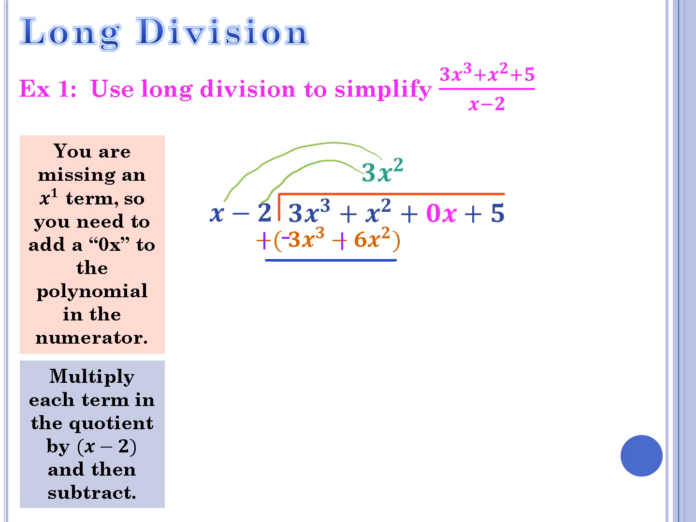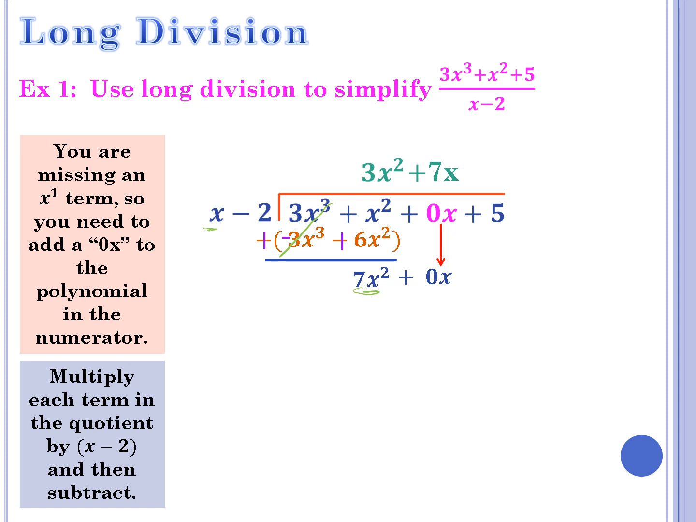So here you'll see that 3x cubed and minus 3x cubed cancel. Then I add down the column, and I have x squared plus 6x squared is 7x squared. Now I bring down the next term. So now I have to say, okay, what times x gives me 7x squared? And that answer is 7x.